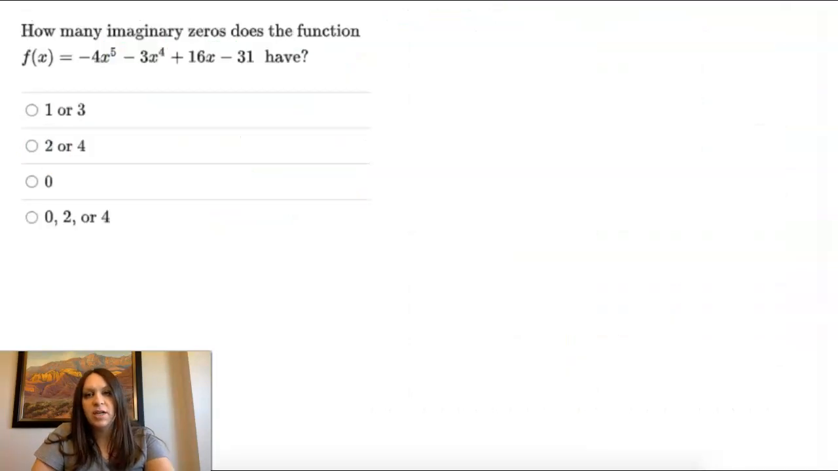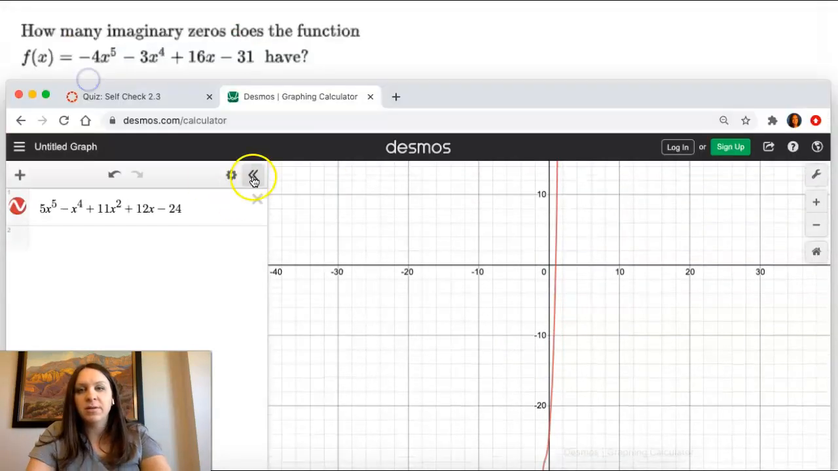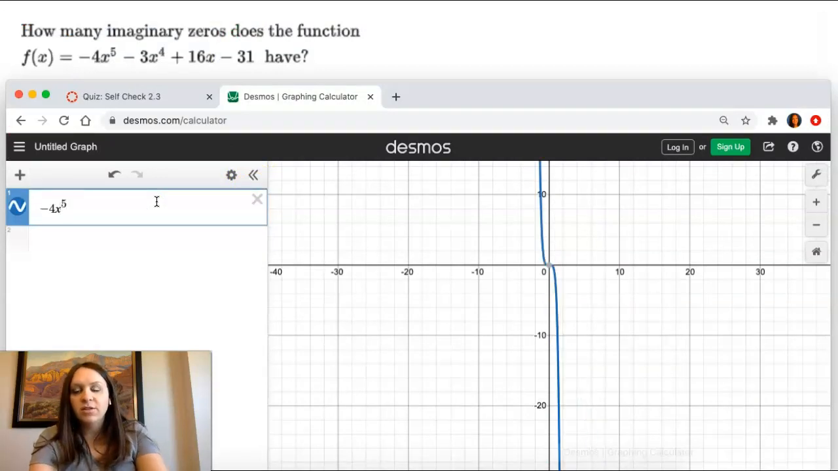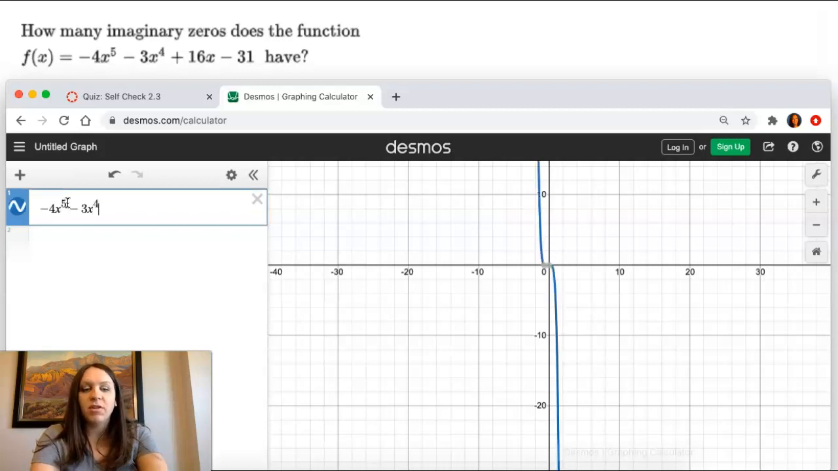So let's go to the next one. This one is asking about imaginary. So how many imaginary zeros does the function have? So again, let's graph it. Negative 4x to the 5th. So this 5, guys, this is how many zeros there are. The highest degree. There's 5 zeros on this function. We just don't know what they are. That's what we're trying to find out. So 3x to the 4th plus 16x minus 31.